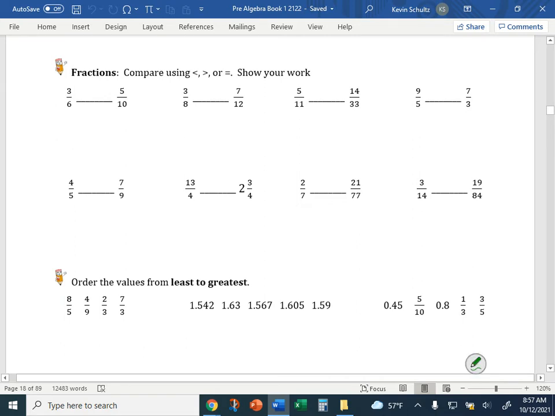We've got a couple different methods that we talked about here. How would you go about 3/6 and 5/10? What's the relationship there, and what would you do to get that? Blake? They are equal. And how'd you know that?